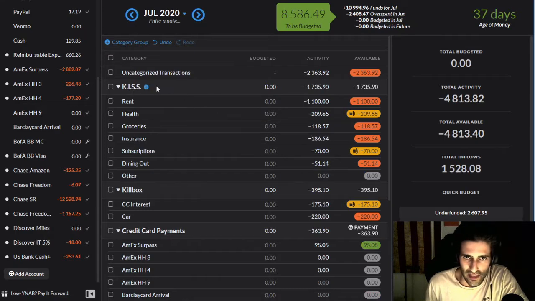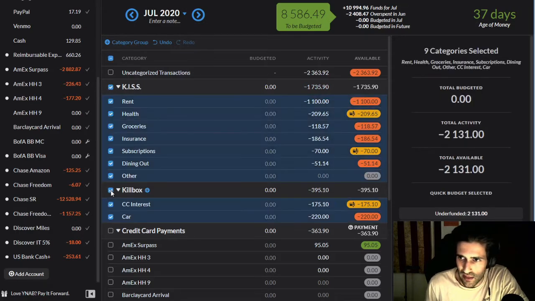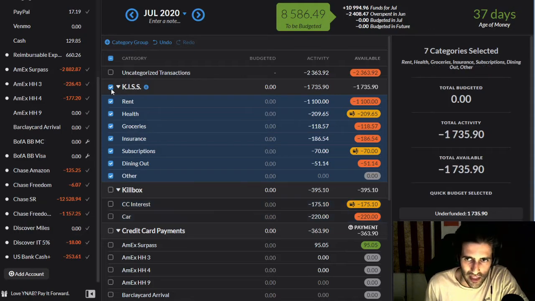So far, the activity in the KISS category has been 1735. And in the kill box, we have just under 400. So if we add these up to see how we're tracking for July, we're at 2131 for the month. So with half the month to go, we're going to see how we end up.